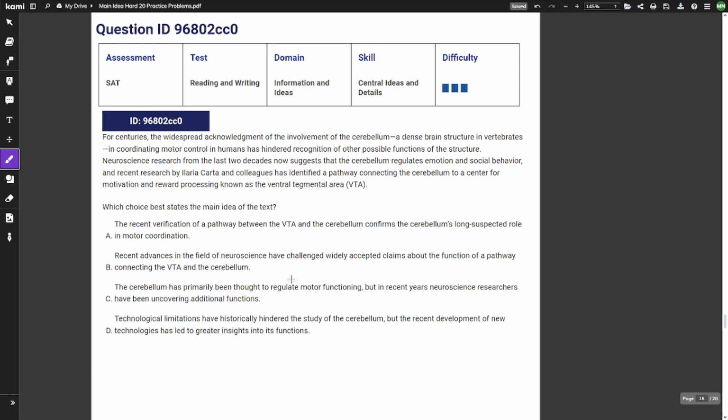Question number 16. Once again, feel free to pause and read. Alright, so here the question is asking us to find the main idea, so let's summarize our text. Here it says that it's been widely accepted that the cerebellum, I don't know how you say it, coordinates motor control. And since we know that, no one really cares about what else it does. However, new research has found that the cerebellum also regulates emotion and social behavior. And then that's backed up by this newfound evidence right here.